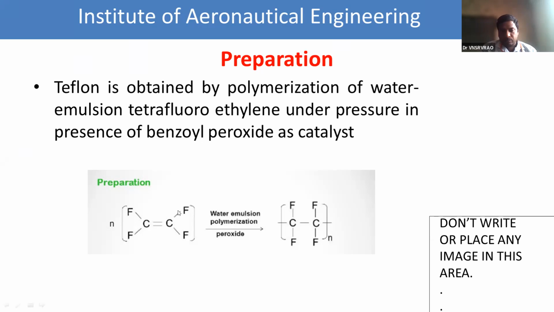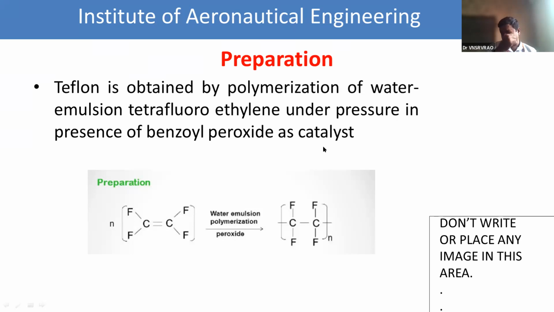Observe the balanced chemical reaction: n moles of tetrafluoroethylene undergo water emulsion polymerization in the presence of benzoyl peroxide as a catalyst to get n moles of PTFE. PTFE means polytetrafluoroethylene, and it is simply called Teflon. Now we see the preparation. Teflon is obtained by the polymerization of water emulsion tetrafluoroethylene under pressure in the presence of benzoyl peroxide, which is used as a catalyst.